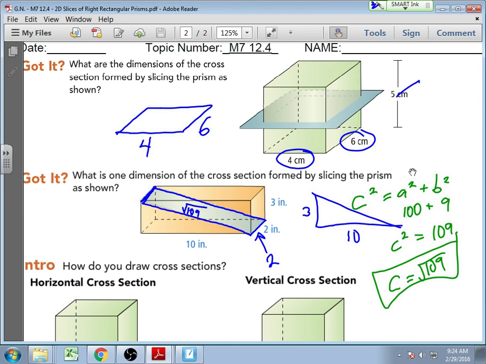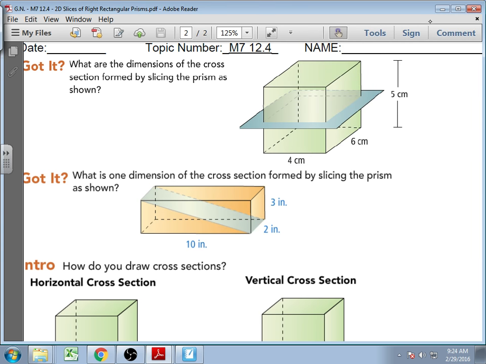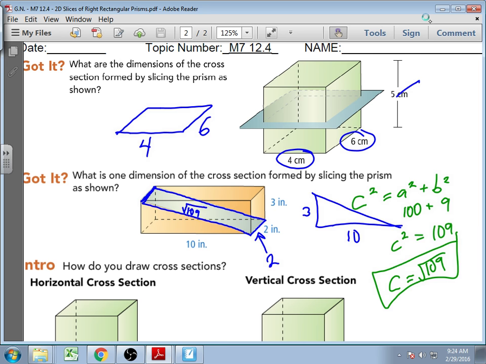I took 10 and I squared it. 10 times 10 is 100. 3 times 3 is 9. I did it quickly because we don't really care about this right now. We're going to get more into Pythagorean theorem. I forget if it's next chapter or the chapter after that. We go a little bit deeper in triangles.